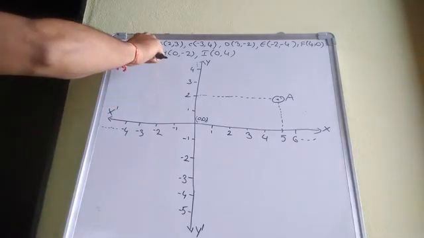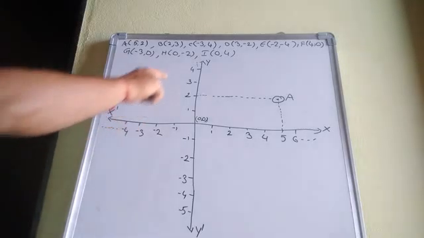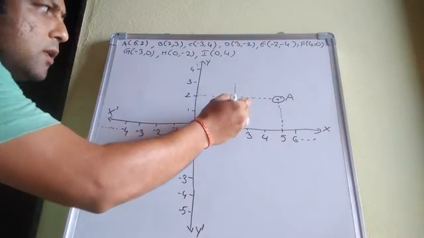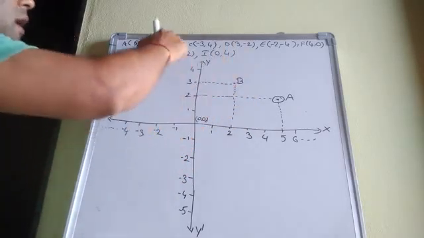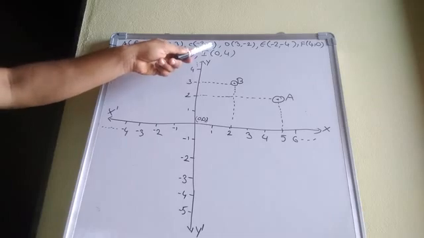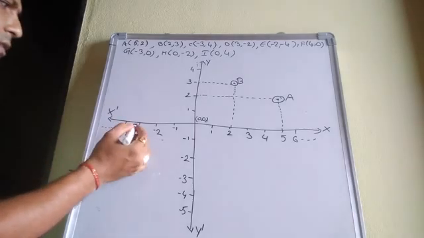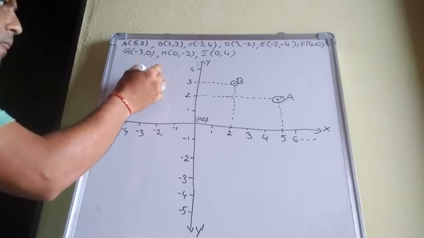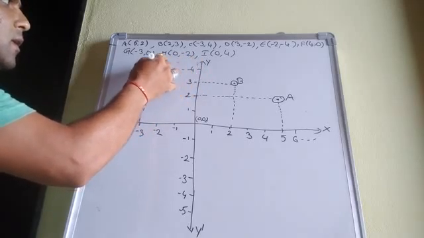If we take a point B as (2, 3), where can we locate this point? x is 2 and y is 3. So I will draw in this manner, and this point is called B. Now what is the point C? C is (-3, 4). So the x value is -3 and the y value is 4, positive. So this point is nothing but C.